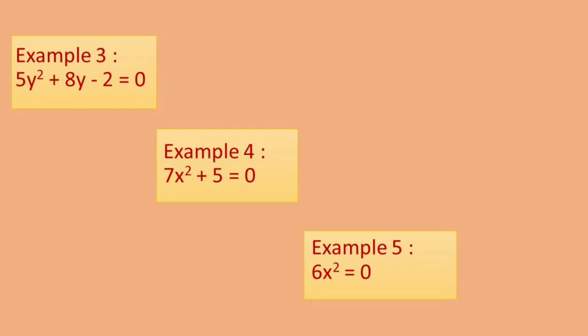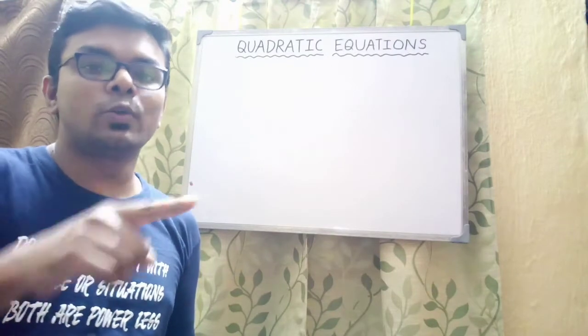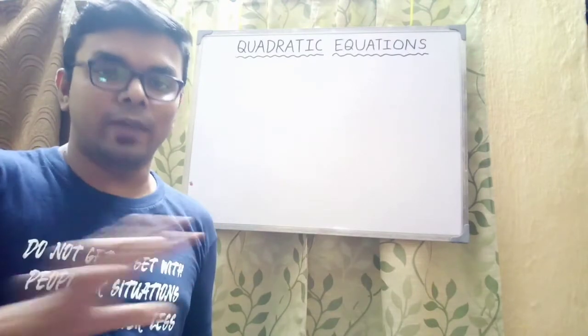One thing has to be followed in all of these 5 examples which I have shown: a was never equal to 0, which also satisfies the definition of a quadratic equation. In the beginning I told you that in a quadratic equation ax squared plus bx plus c equals 0, a will not be equal to 0, because if a becomes 0, then a into x squared will become 0 into x squared, so the x squared term will vanish.